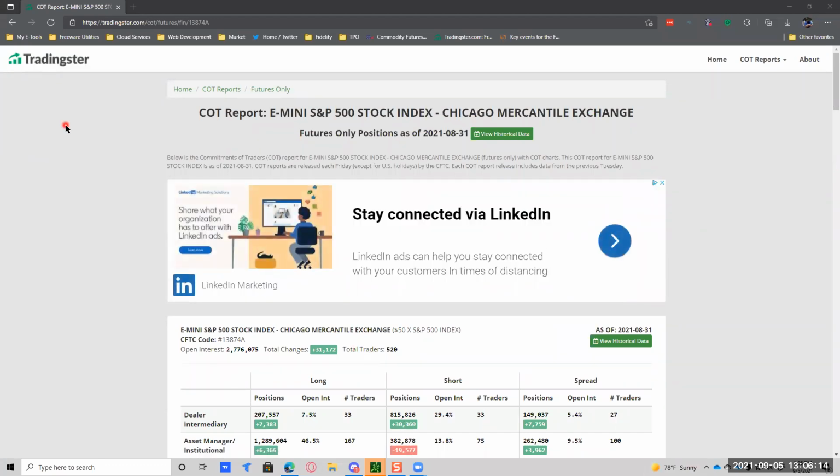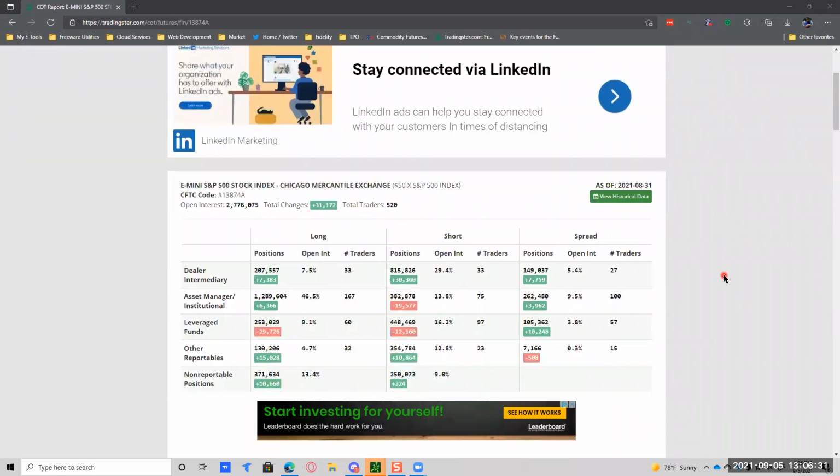So I use Trading Stir for this just because they tend to do a little bit better rather than going to the actual COT website. The COT website has a very unimaginative data sheet, no coloring to it. It's not separated at all. It's just literally a crap ton of numbers, really hard to read. So I do it this way instead.